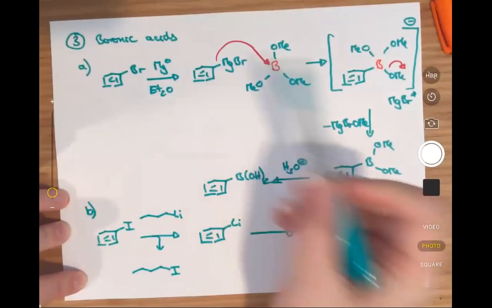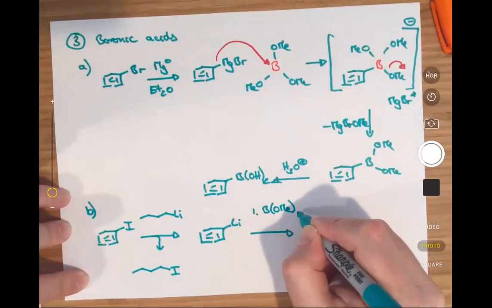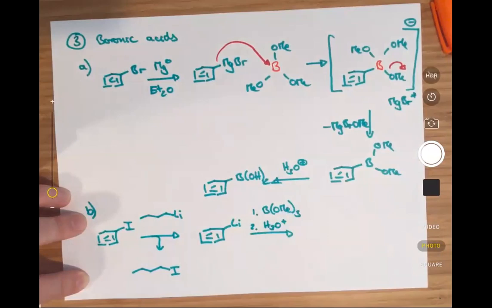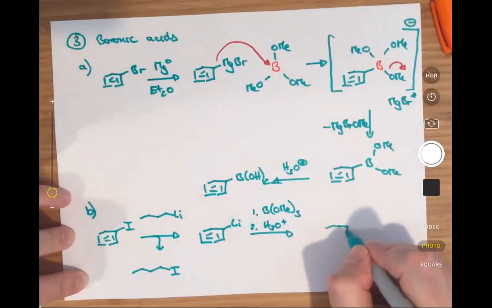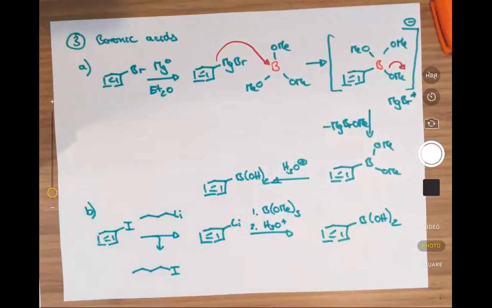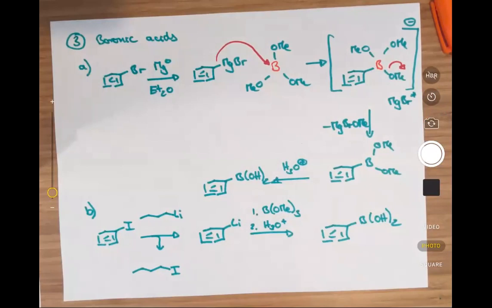So first, you treat this with the boronic ester. And then in the second step, you do aqueous acidic workup, and that gives you the boronic acid, right? So all of these steps, you're familiar with that already, making Grignard reagents and basically having the negative charge on the Grignard reagent or on the organolithium reagent attack the boron, and then it's basically the same way as we've seen before. You eliminate, and then the last step is a hydrolysis.